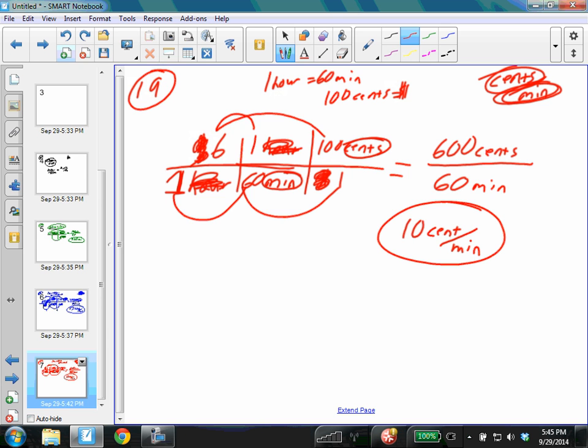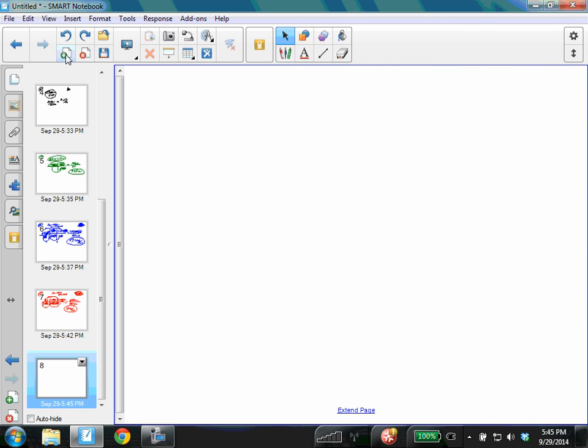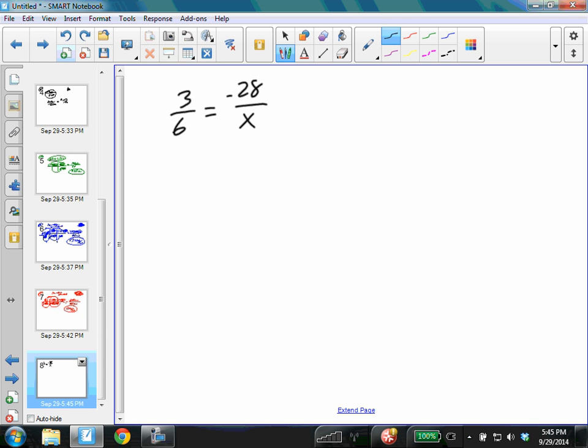Okay? Look down at number 20, right? Number 20 is kind of in a funny spot. It moved to the bottom left there on you, but go ahead and look at number 20. And it says this, 3 over 6 is equal to negative 28 over x. This is number 20. And so this is a proportion problem, right? And since we have two fractions that are equal to one another, we can actually cross multiply here. So all I'm going to do is cross multiply.